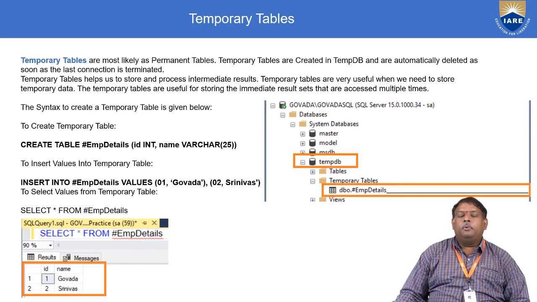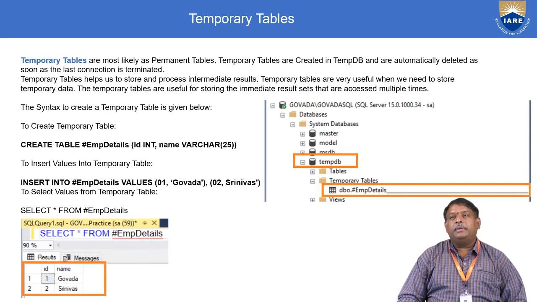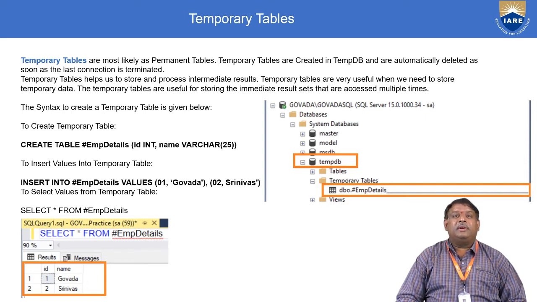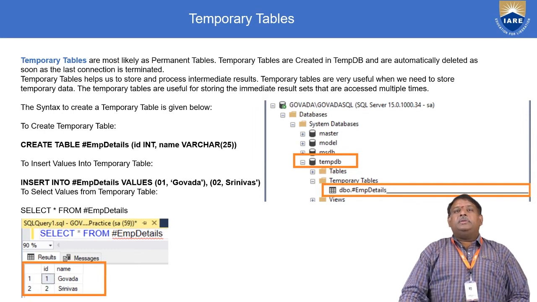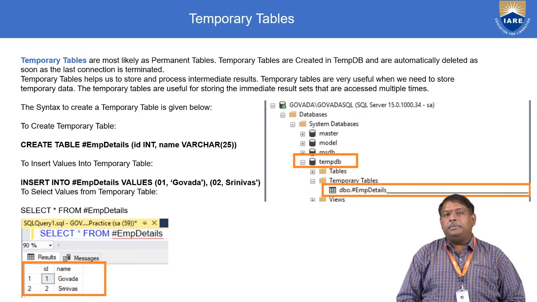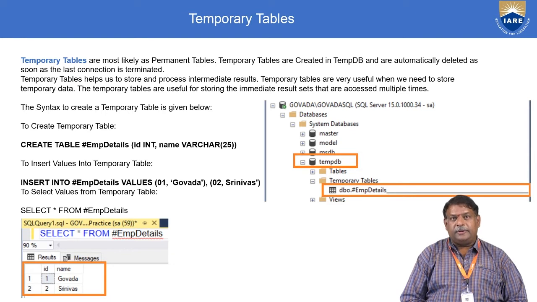Temporary tables are mostly like permanent tables. Temporary tables are created in the temp database and automatically deleted as soon as the last connection is terminated. Unlike permanent tables, their existence ends once the connection is terminated. Temporary tables help you to store and process intermediate results. Why are temporary tables required? To store and process intermediate results. They are very useful when we need to store temporary data.